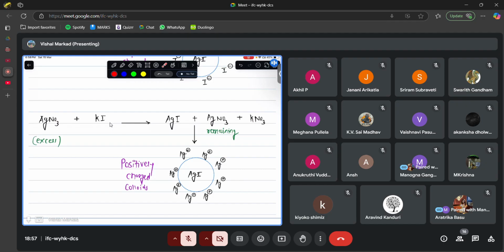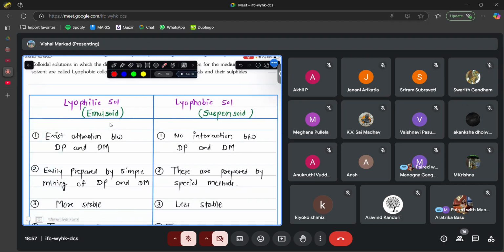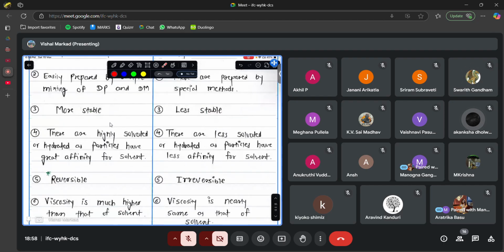And generally, which colloids have charge? Lyophilic or lyophobic? Lyophobic, sir. Lyophobic will have charges. See, we have written it here. The particles have charge, either positive or negative.